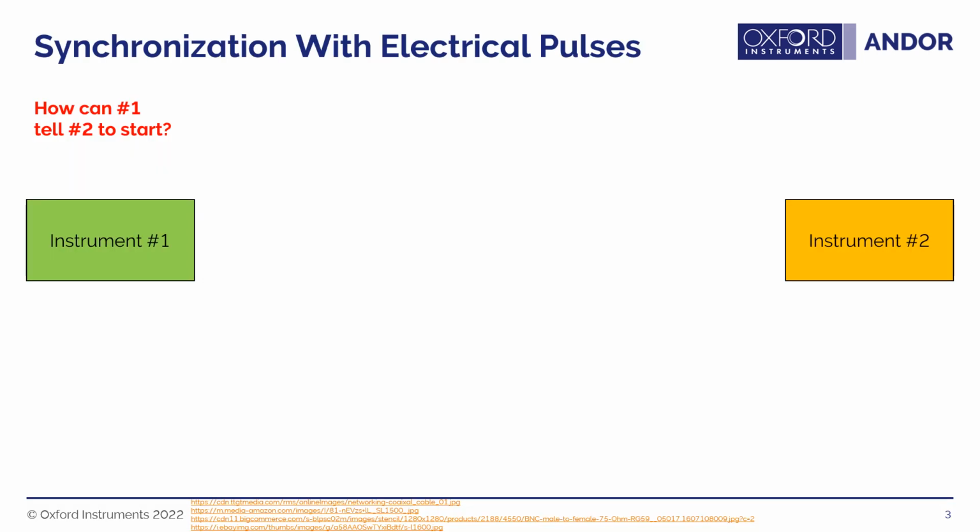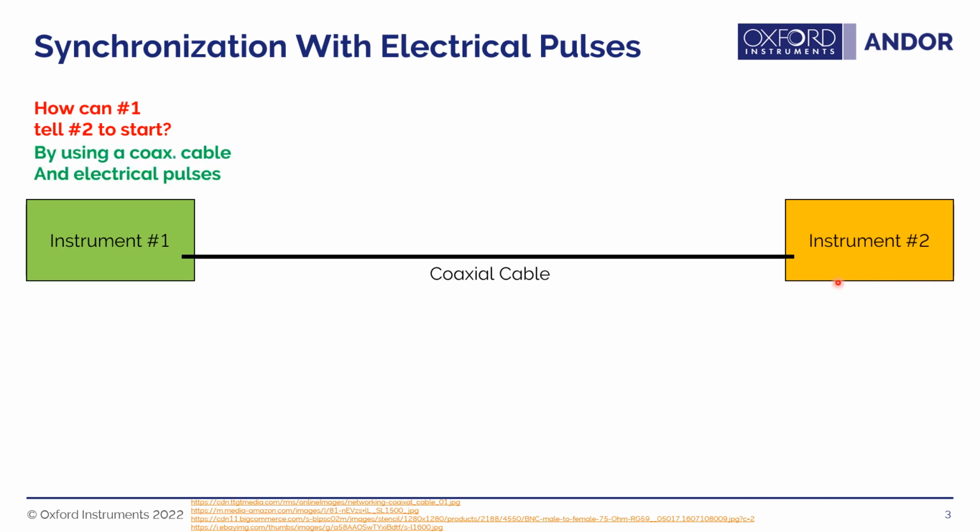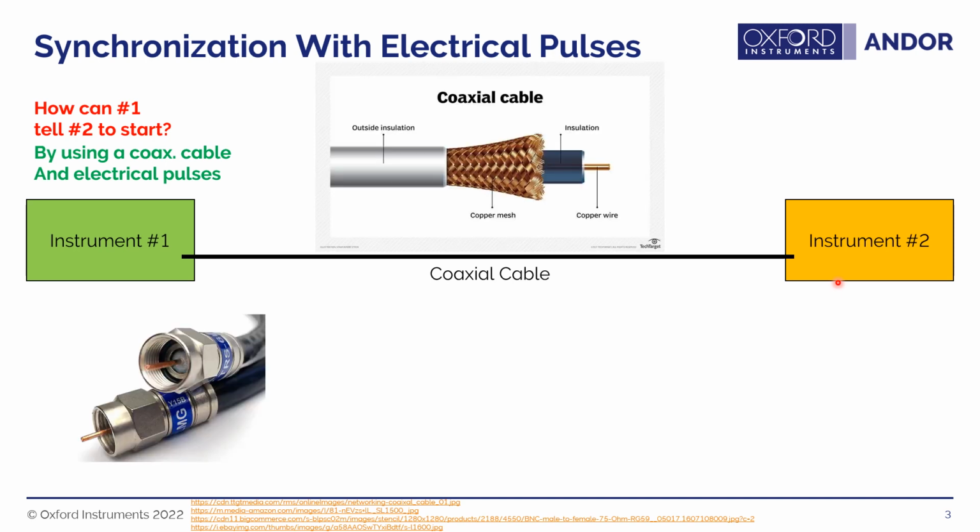So to start thinking about a relatively simple way of synchronizing two instruments with each other with electrical pulses, I want to consider the example where you may have instrument 1 in green on the left and instrument 2 in orange on the right. And you want to ask the question, how can instrument number 1 tell instrument number 2 to start? This can be accomplished by first sending a coaxial cable from instrument 1 to instrument 2, and then sending electrical pulses along this coaxial cable.